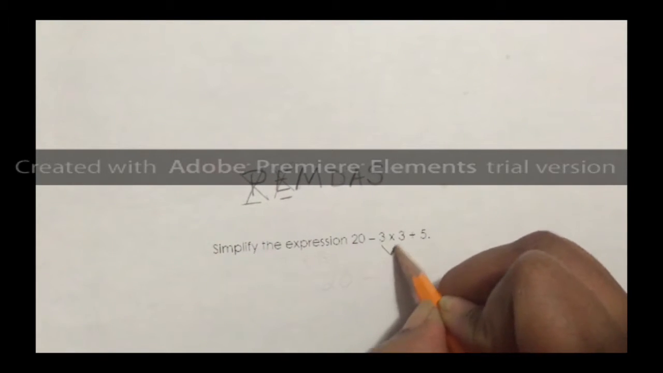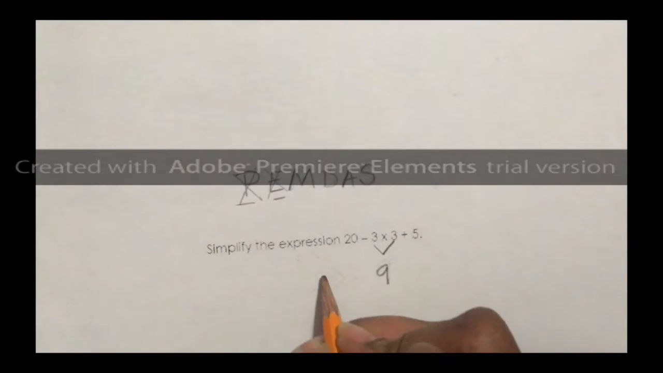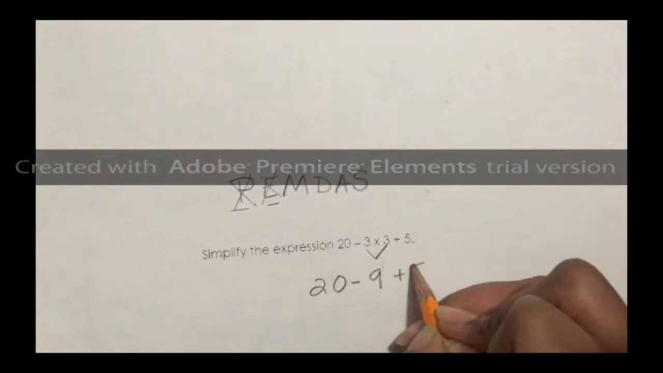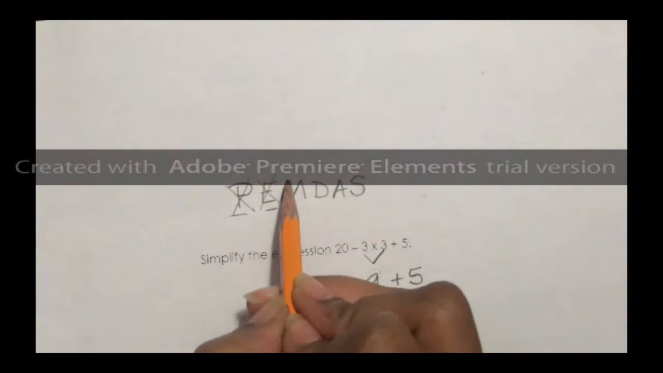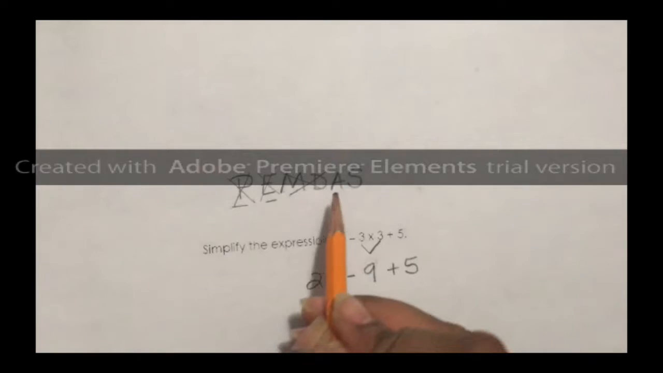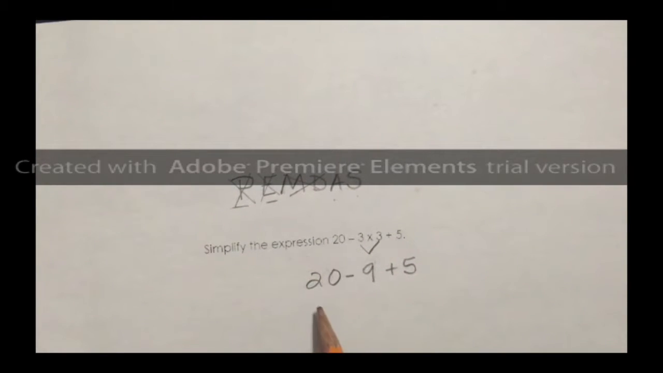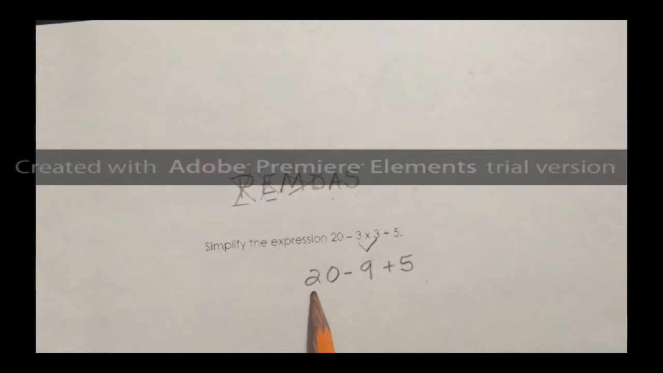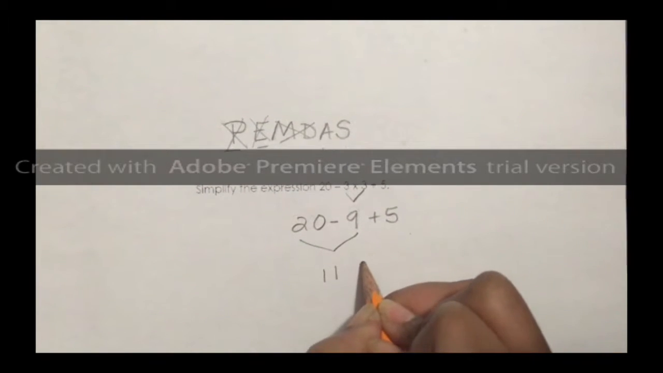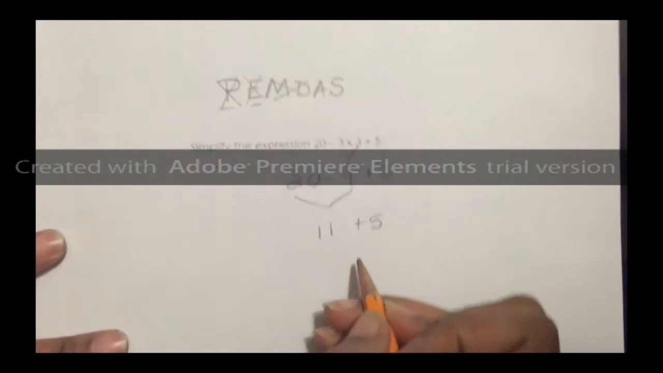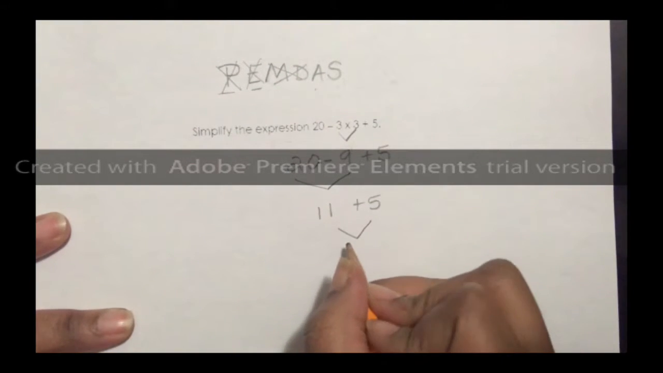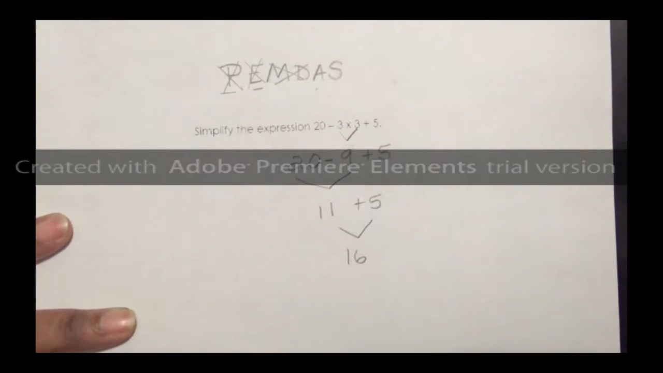3 times 3 is 9, so we'll rewrite the expression: 20 minus 9 plus 5. Now we have multiplied and divided from left to right. Now we'll add and subtract from left to right. So 20 minus 9 is 11, plus 5. Now we have 11 plus 5. So the solution to this expression will be 16.